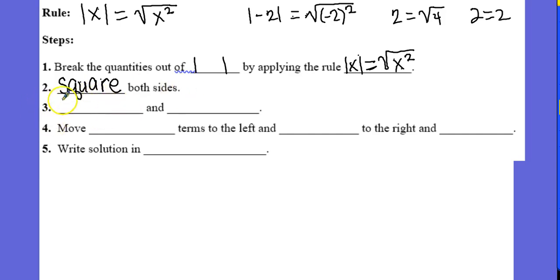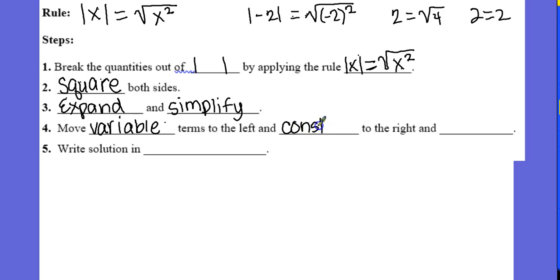After we square both sides, we're going to expand and simplify our new inequality, because we're rewriting it as a different inequality, no absolute values. We're creating quadratics. It's going to look messy, but don't freak out. After we expand and simplify, we're going to move the variable terms to the left, and we'll move the constant to the right, and we will solve.